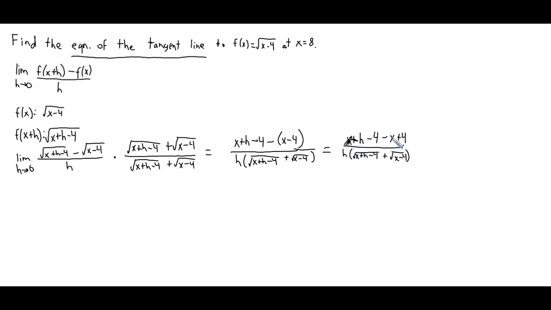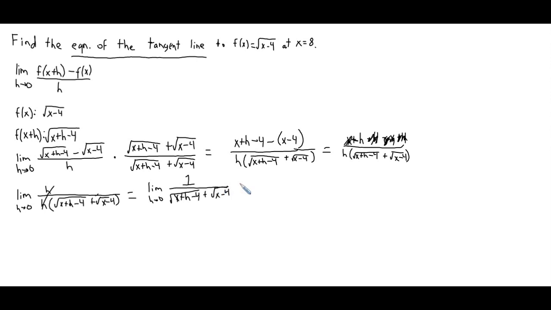And now we can cancel, right? We have the plus x, the minus x, the plus 4, the minus 4. And what do we have now? We can rewrite the derivative as the limit as h approaches 0 of h divided by h times the square root of x plus h minus 4 plus the square root of x minus 4. The h in the bottom and top cancel, and that gives us the limit as h approaches 0 of 1 over the square root of x plus h minus 4 plus the square root of x minus 4. And now we can finally plug that 0 in, right?